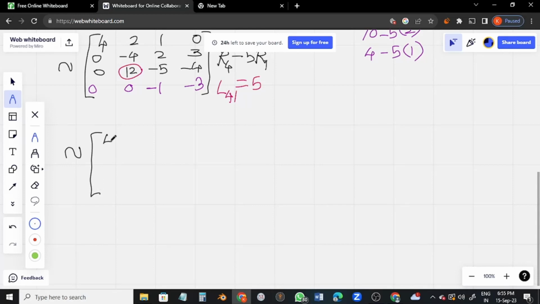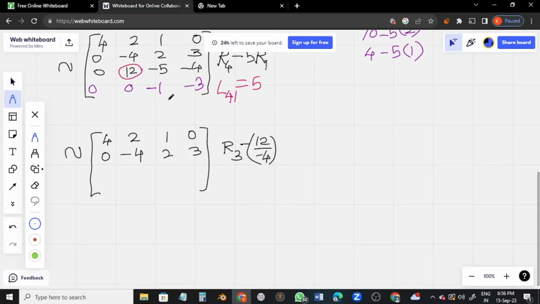First row, let me copy 4, 2, 1, 0. Second row also I need to copy: 0, minus 4, 2, 3. And you can see which operation we are dealing with. We are changing the third row. From that we are subtracting. What we are subtracting is whatever we want, 12, with the help of minus 4.